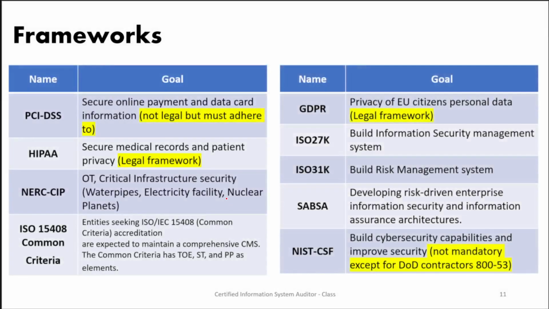So here is a summary of the key frameworks that you, as an organization, can decide to adopt in order to achieve a certain standard or comply with a certain regulation. So I am here highlighting the key parts that you need to mention. PCI is about online payment and cardholder data. Although this is not a legal standard, it must be adhered to if you are processing cardholder data, or CHD.